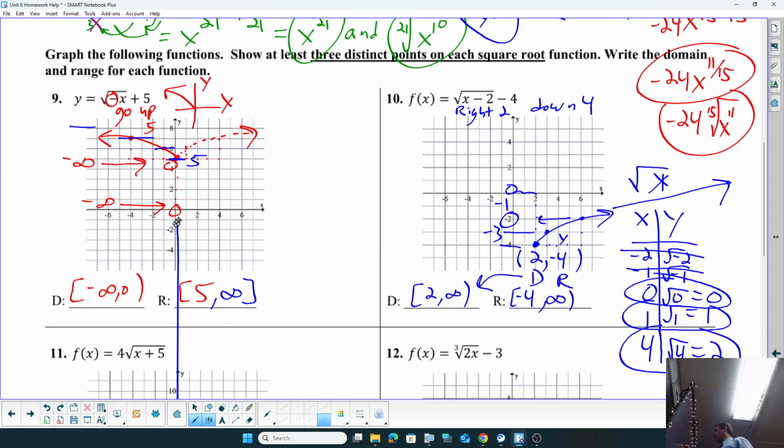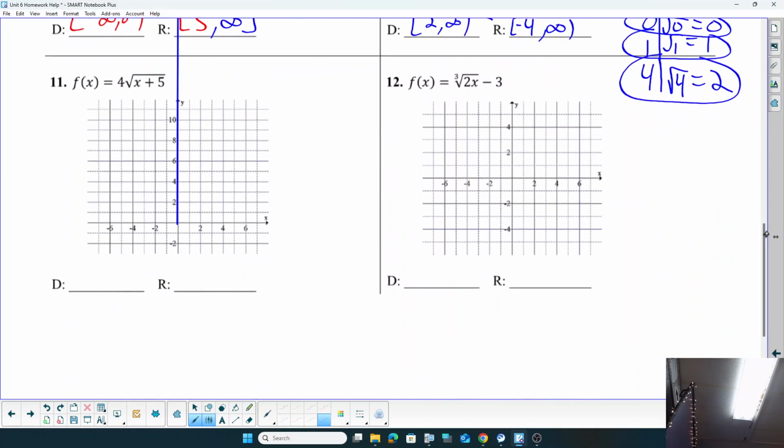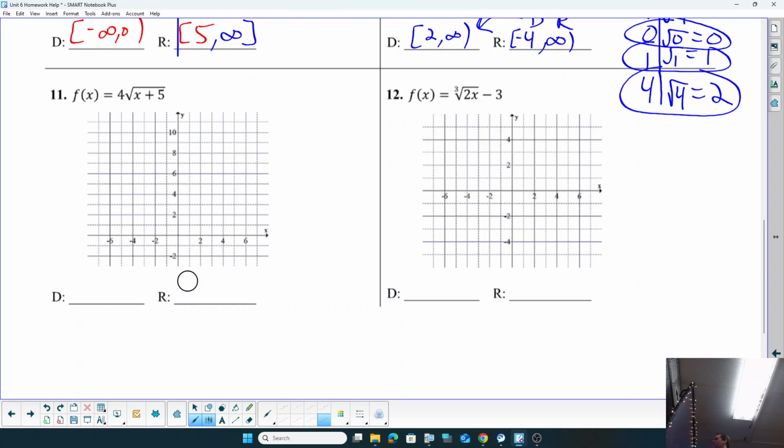So here's 0, 0. Can be like that, smartboard? Okay, so we're at 0, 0. Remember, we usually go over 1, up 1. Good. And over 4, up 2. So that's the parent function.